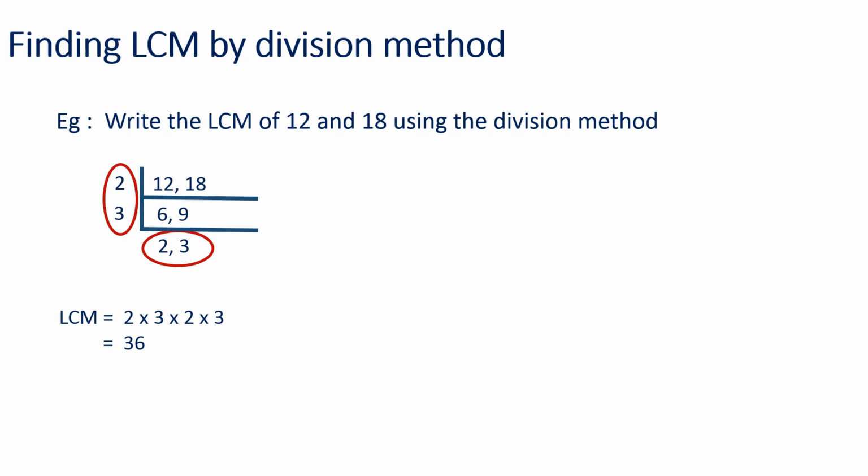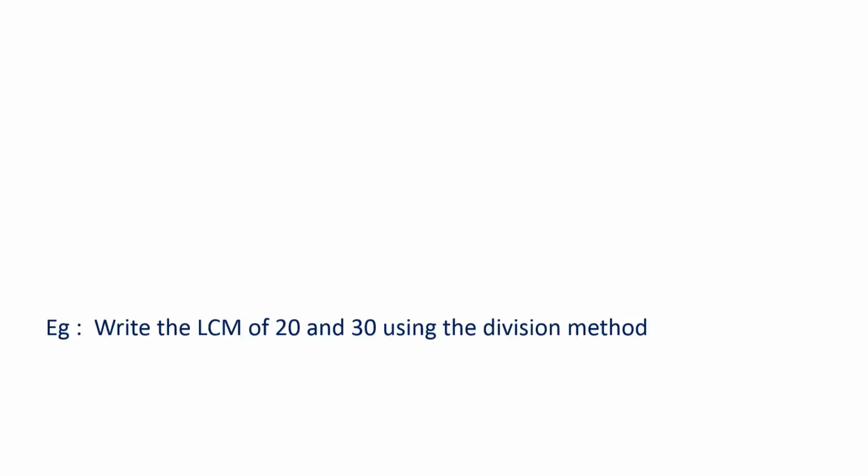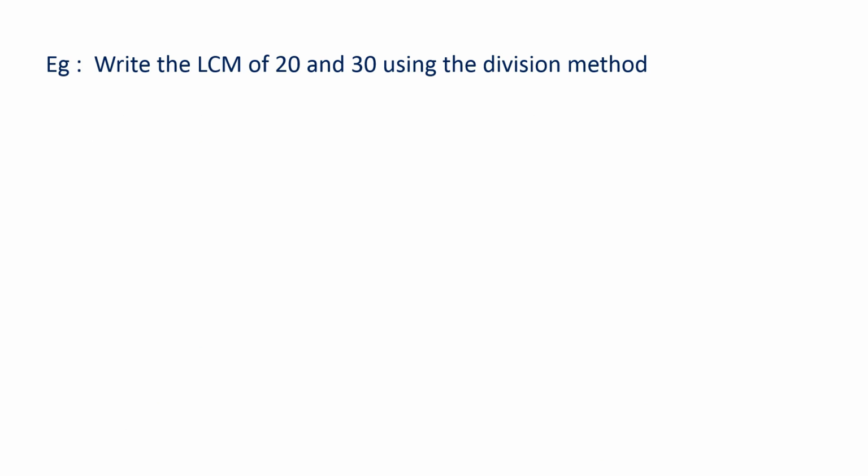Let's look into one more example. We are going to find the LCM of 20 and 30 using the division method. So here we write 20 and 30 together. Both can be divided by 2. So we divide it and get the answers as 10 and 15. Now 10 and 15 can be divided by 5. We can't divide it by 2 because 15 is not divisible by 2. We can't divide it by 3 because 10 is not divisible by 3. So we select 5. When you divide it by 5, you get the answer as 2 and 3 respectively.